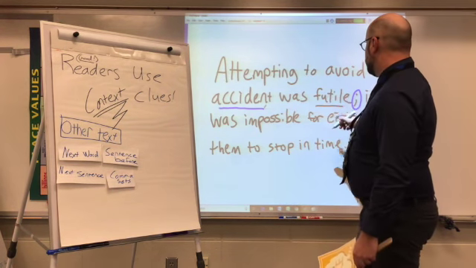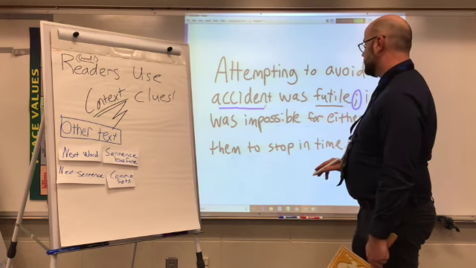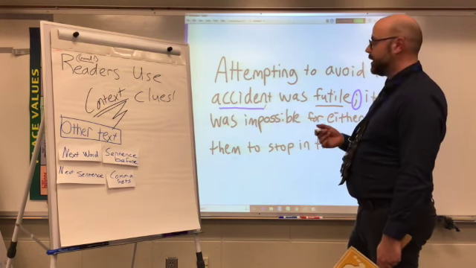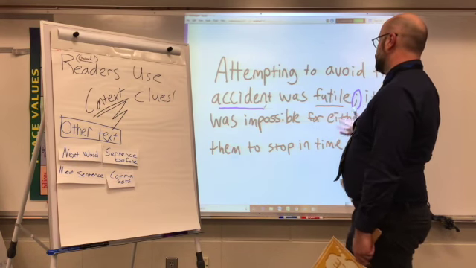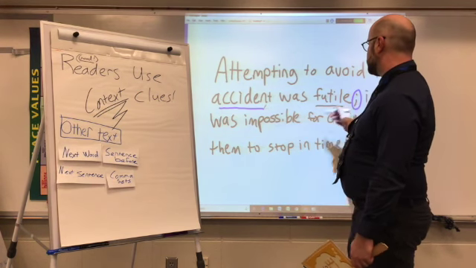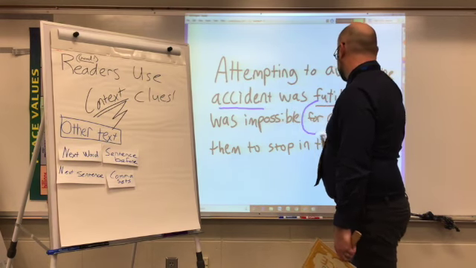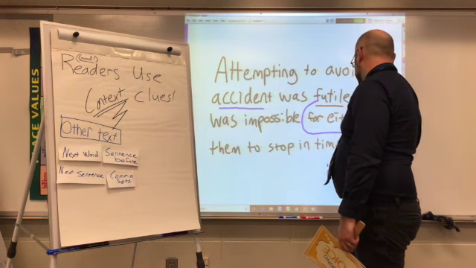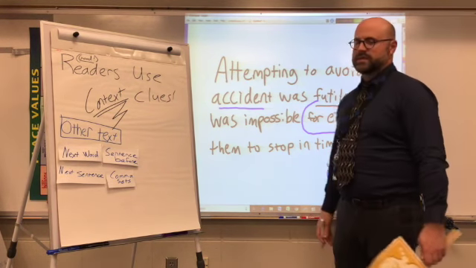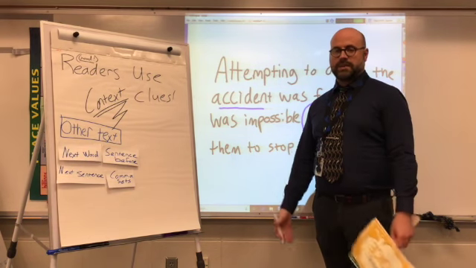So, if something is futile, if it was futile for them to try and avoid the accident, last bell, I promise. Attempting to avoid the accident was futile. It was impossible for either of them to stop in time. So if nobody could stop in time and it was impossible, that means that you couldn't avoid it, which means that futile means impossible. You ever heard the phrase, resistance is futile? It's pointless. You can't stop it. It's impossible to stop.